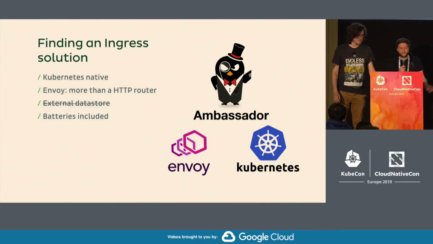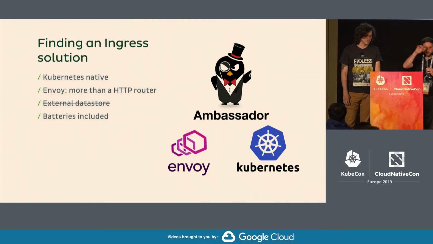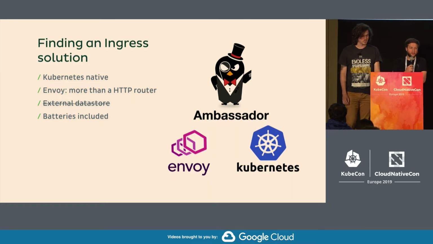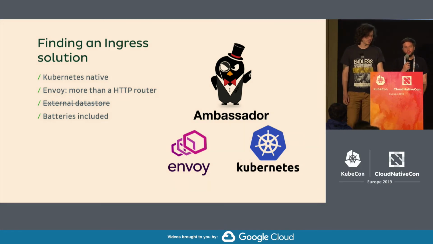Ambassador keeps everything inside Kubernetes, taking advantage of the annotations inside the service object. And that for us was a killer feature. So basically, we were already using Helm to manage our deployments. And when we deployed Ambassador, we were just deploying one more application in production.